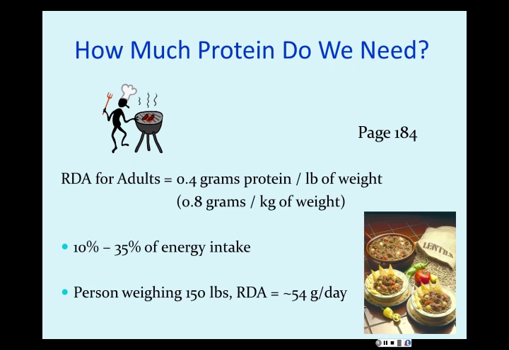So that represents around 50 to 175 grams. But for a person weighing 150 pounds, the RDA is set at approximately 54 grams per day. And 54 grams doesn't mean a lot to most of us, but 1 cup of milk, or 8 ounces of milk, is usually 8 to 9 grams of protein, just to give you an idea.